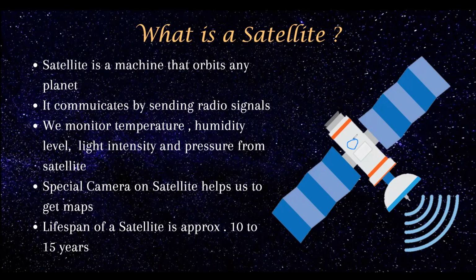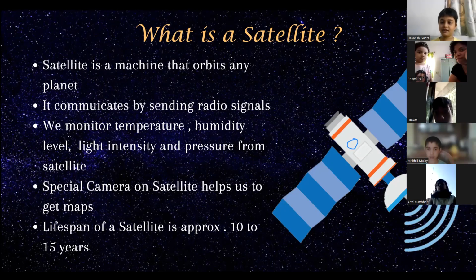The lifespan of a satellite is approximately 10 to 15 years, and after that much time, it goes into a graveyard orbit. A graveyard orbit is a type of orbit where the satellite ends its life.